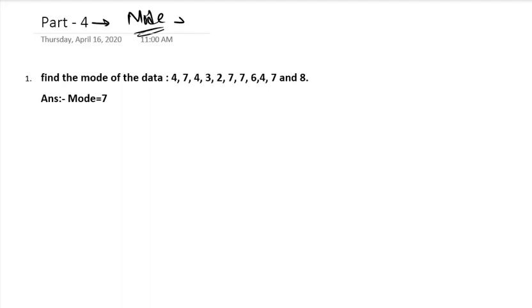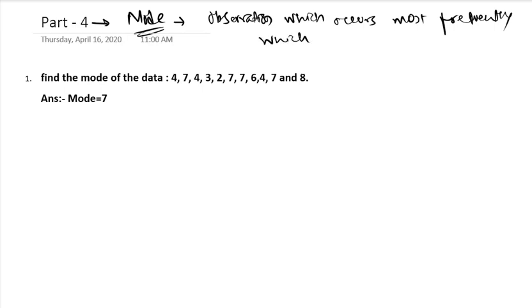So mode is the observation which occurs most frequently, or which has highest frequency. This is the most simplest topic of the whole chapter, part 4.